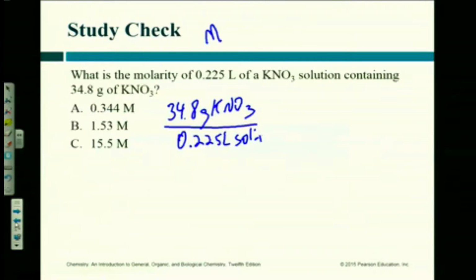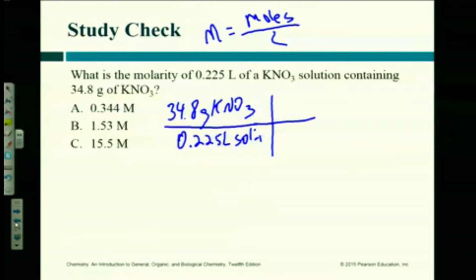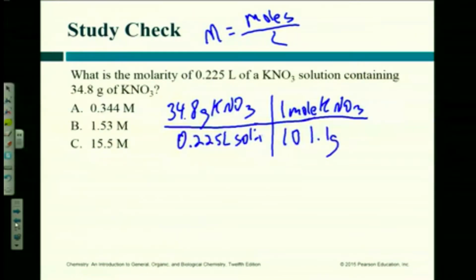It's molarity is what I want, and molarity is moles over liters. We already have liters, so what do I need to do? All I need to do is get rid of grams somehow. Well, the only way I know how to get rid of grams is to do molar mass. That 1 mole of potassium nitrate has a molar mass of 101.1 grams. And now, grams cancel. Do that.